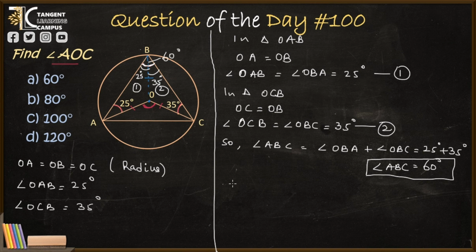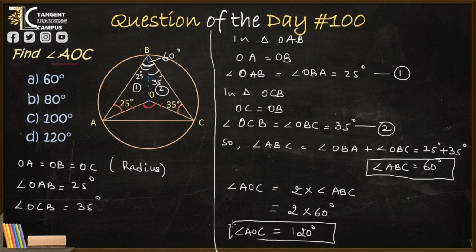So now we can easily find angle AOC. Angle AOC is twice angle ABC, since we know that the angle subtended by an arc at the center is double the angle subtended by the same arc on the circumference. So angle AOC is equal to 2 times angle ABC. Now let us put the value of angle ABC, which is 60 degrees. So we get 120 degrees. So angle AOC is equal to 120 degrees. So here option D is the correct answer.